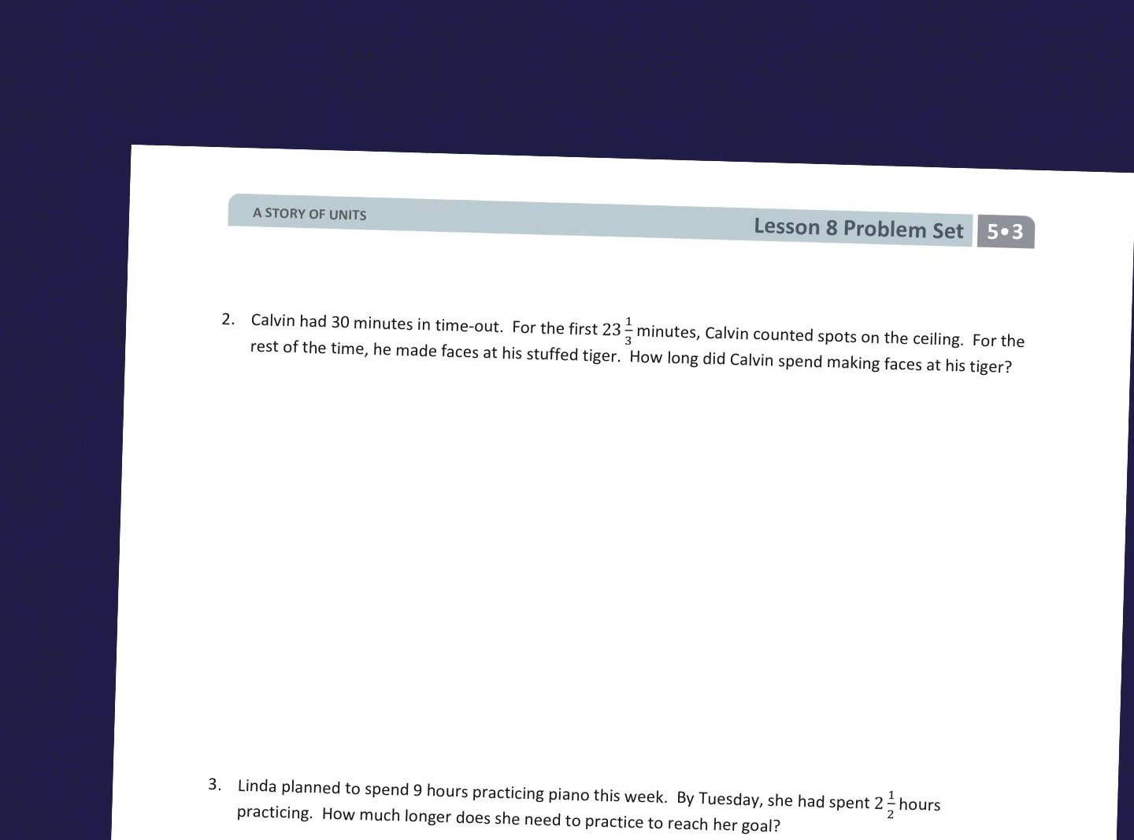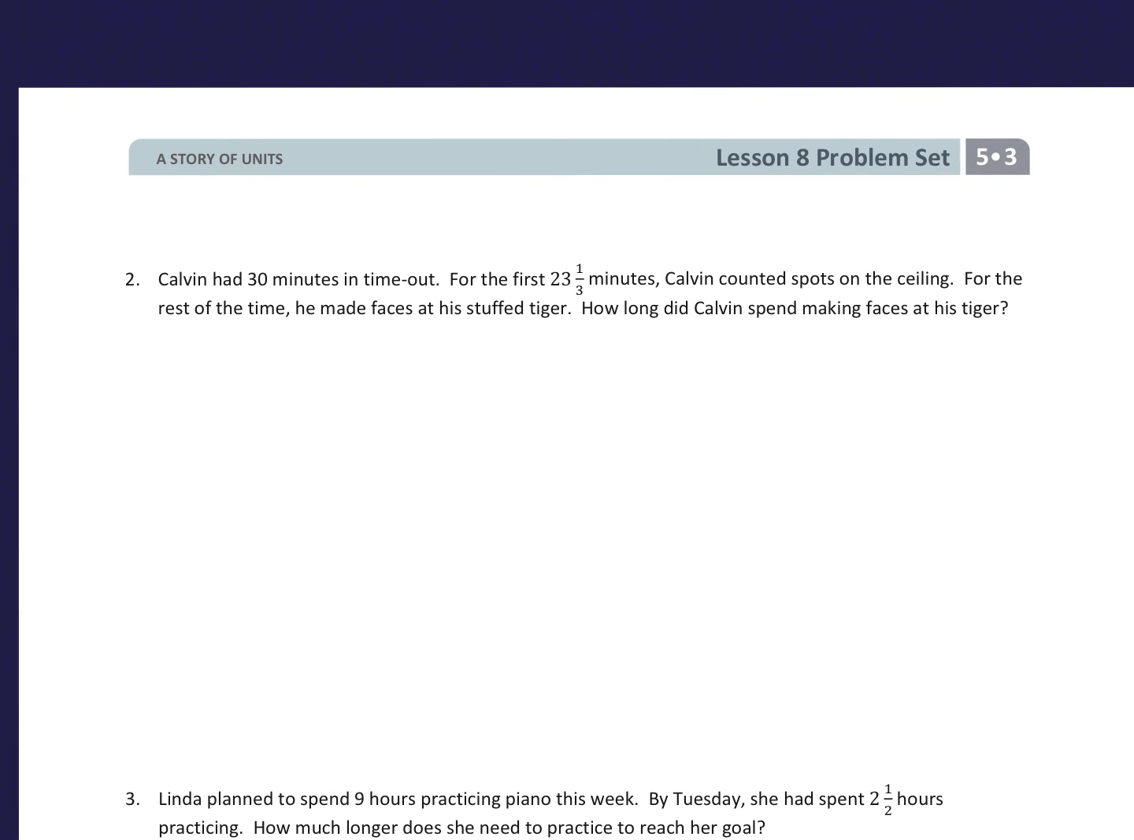So number 2 says Calvin had 30 minutes in timeout. For the first 23 and 1/3 minutes, Calvin counted spots on the ceiling. For the rest of the time, he made faces at his stuffed tiger. How long did Calvin spend making faces at his tiger?